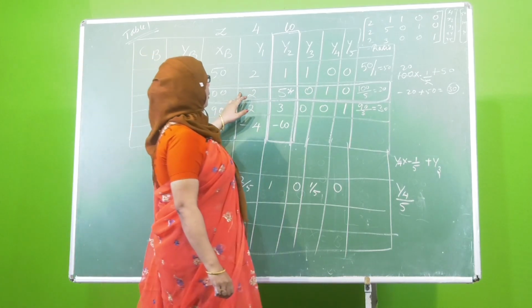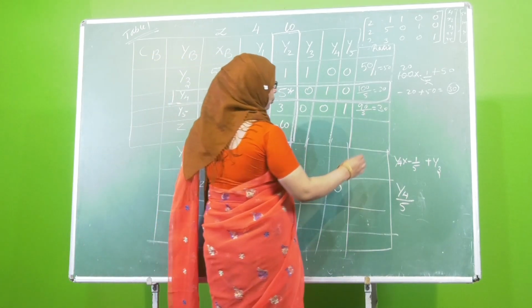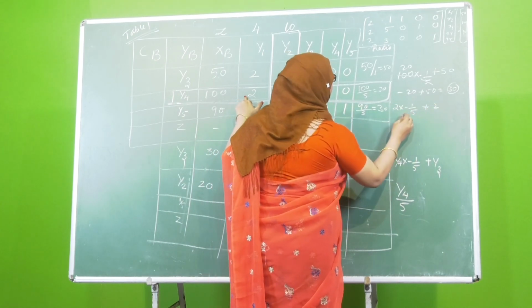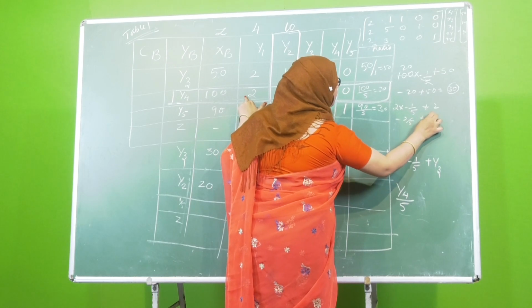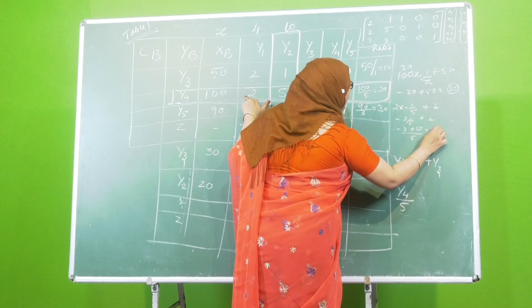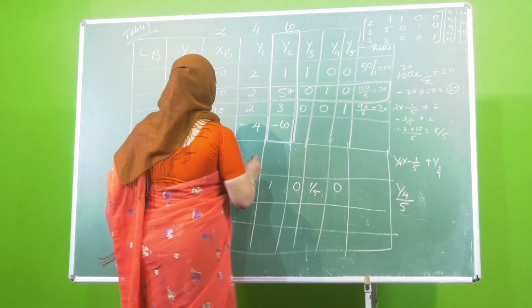Next, 2. 2 into minus 1 by 5 plus 2, that is minus 2 by 5 plus 2. Minus 2 plus 10 divided by 5, that is 8 by 5.